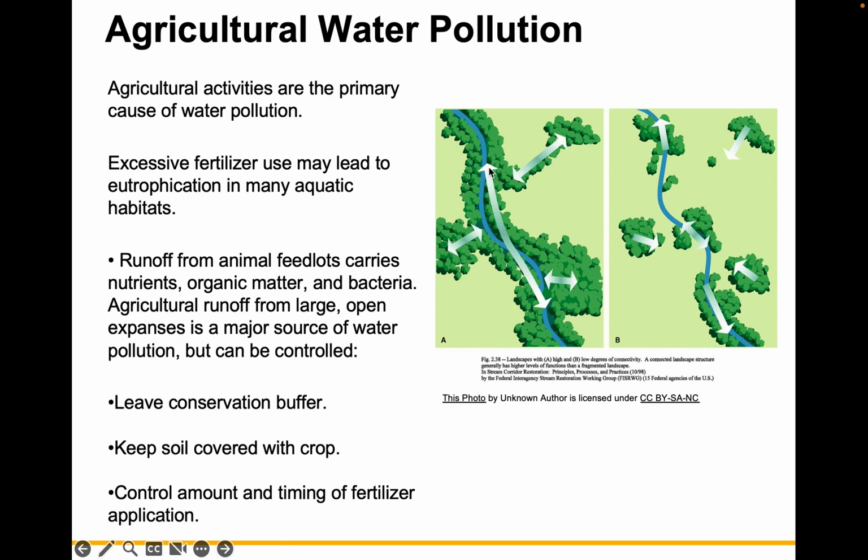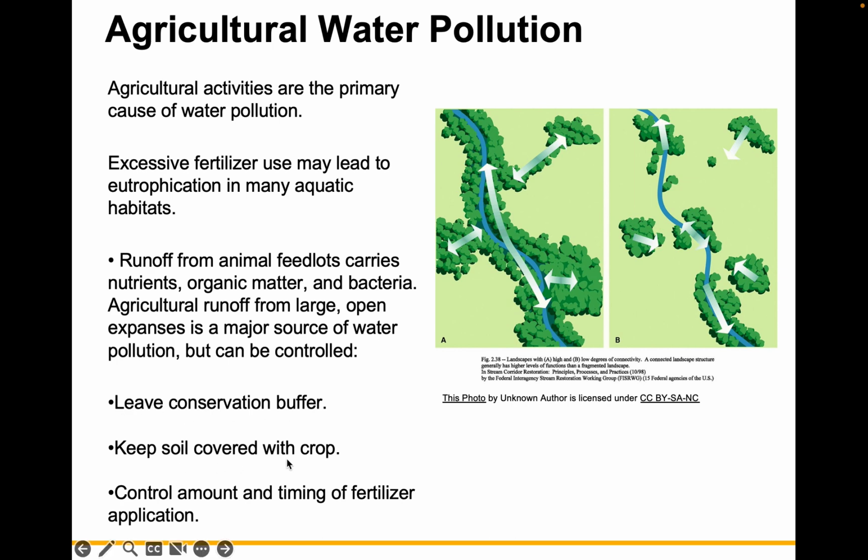And the buffer zone also, if you compare the image on the right with the one on the left, which has more connected habitat? Good. Yeah, the one on the left. So buffer zones to prevent water pollution can also double as travel corridors to improve connectivity among populations of wildlife that live there. All right, so leaving conservation buffers are really good ideas.